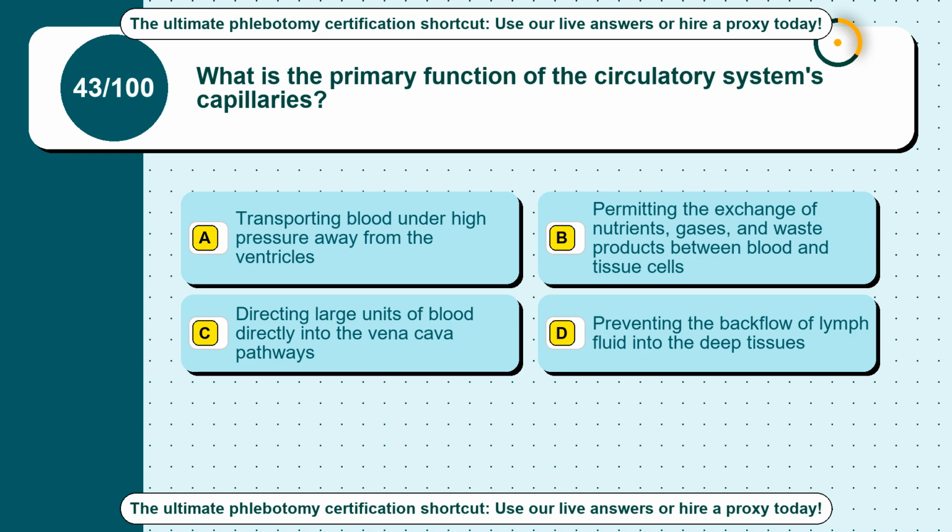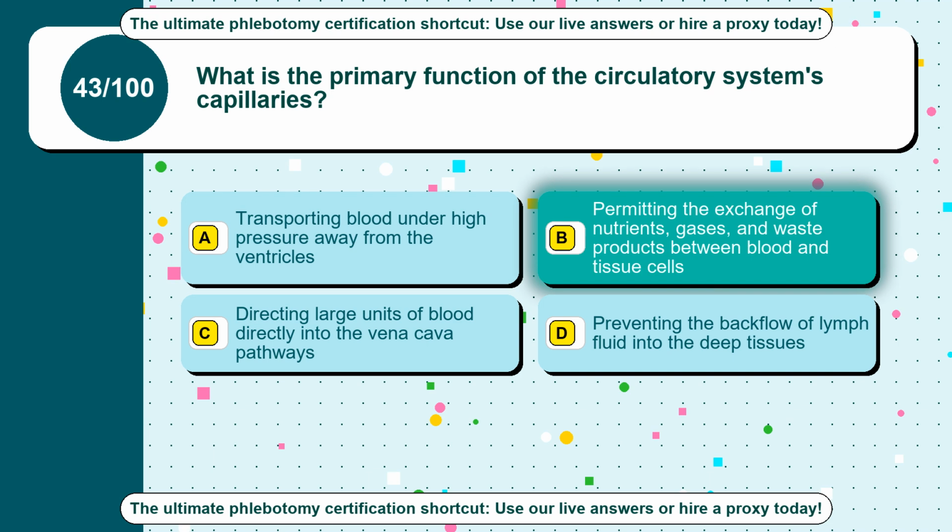Option C, directing large units of blood directly into the vena cava pathways. Option D, preventing the backflow of lymph fluid into the deep tissues. The correct answer is option B, permitting the exchange of nutrients, gases, and waste products between blood and tissue cells.